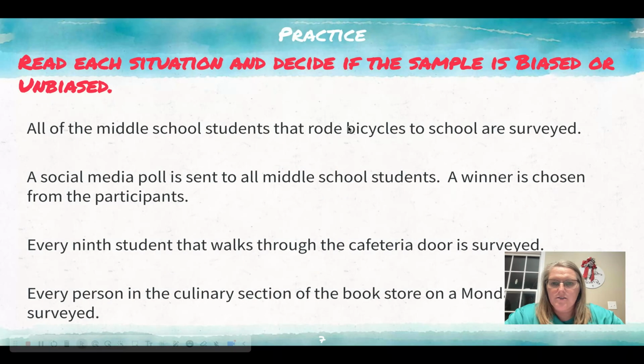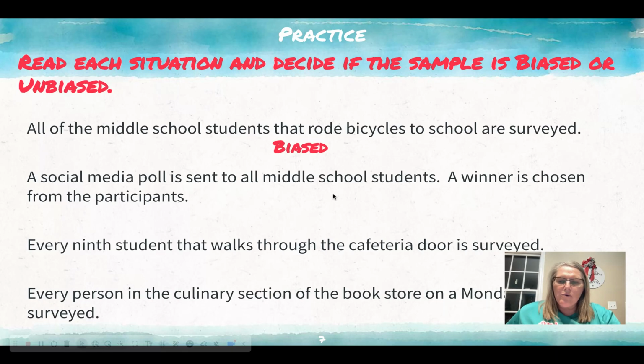All right, so here are some examples. We're going to read each situation and decide if the sample is biased or unbiased. All of the middle school students that rode bicycles to school are surveyed. If you're doing this type of survey, do you think that'd be biased or unbiased? That would be biased, and the reason why is that you're just surveying students that rode bicycles to school.